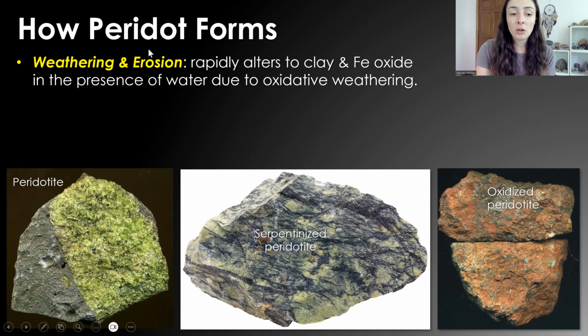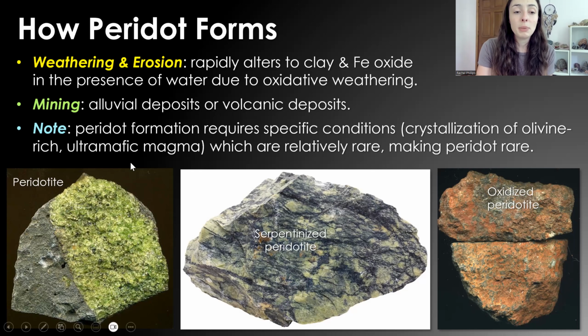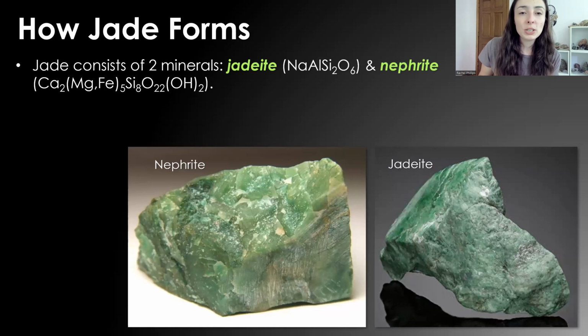Now, peridot and olivine in general rapidly alter to clay and iron oxide in the presence of water and air due to oxidative weathering. Thus, sometimes it can be mined from alluvial deposits, but more often from its original volcanic deposits, because if it's transported or eroded or weathered any further from its original deposits, it might as well just be completely altered and no longer peridot. Note again that peridot formation requires specific conditions, crystallization of olivine-rich ultramafic magma, which are relatively rare, and this makes peridot pretty rare. Next, we'll talk about jade.